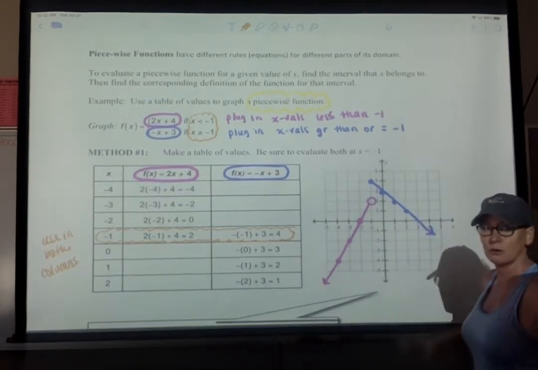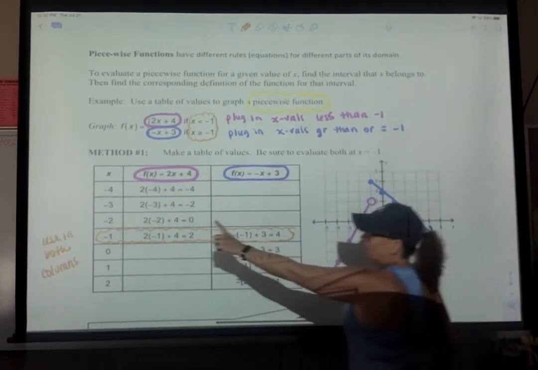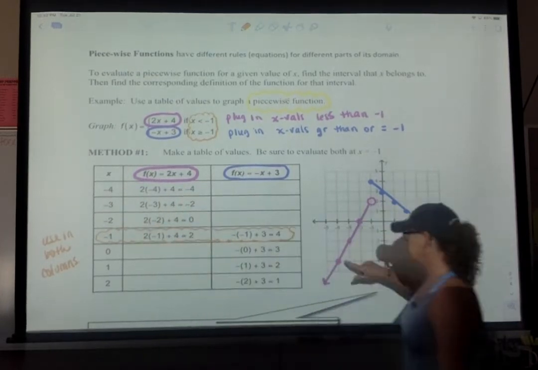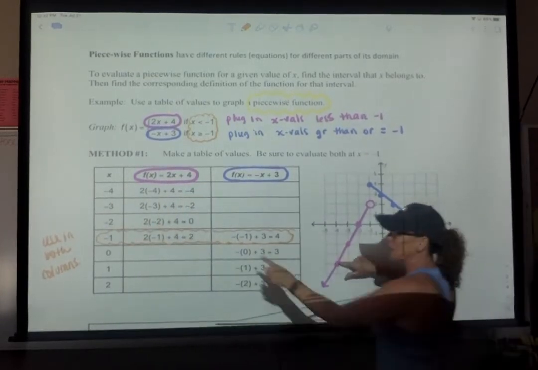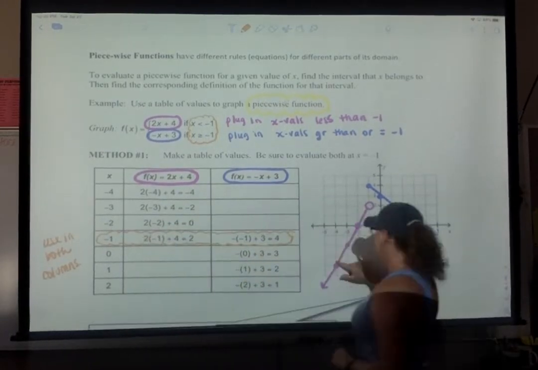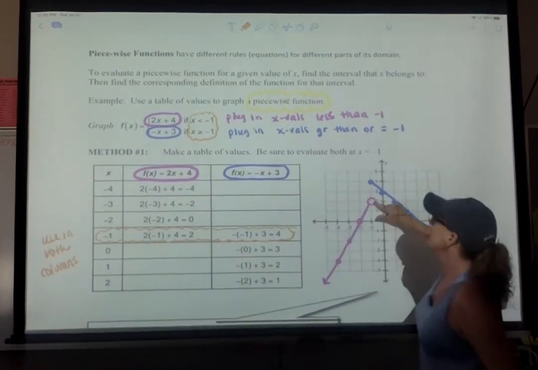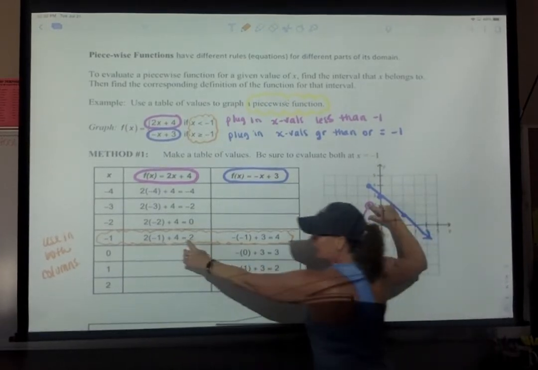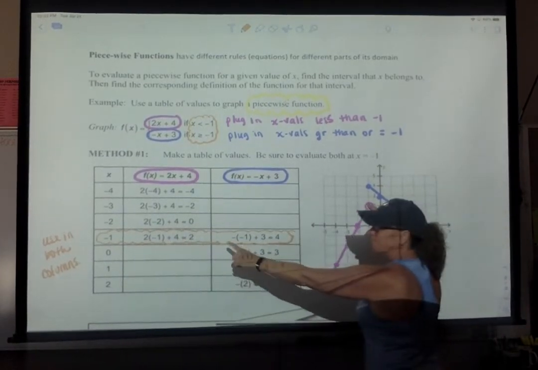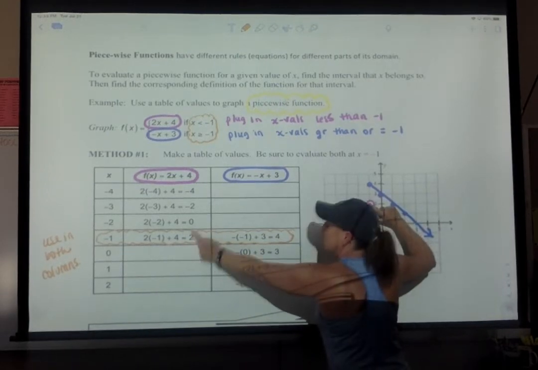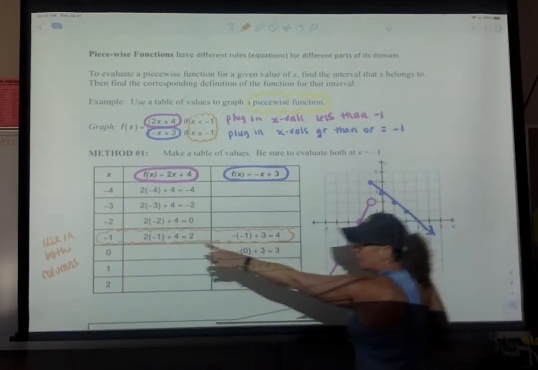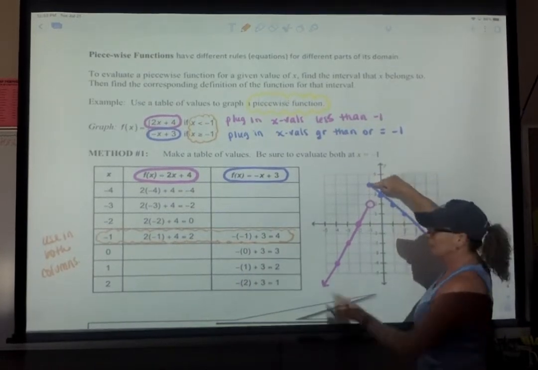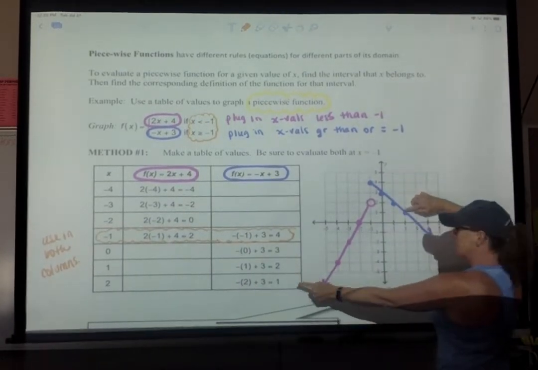Now, plot all your points. In pink, I'm going to plot negative 4, comma, negative 4. I'm going to plot negative 3, negative 2, and so on. This one right here, I'll talk about in a minute. Let me switch over to the blue. Ready? I'm going to plot the point negative 1, 4, and then this one, and then this one, and that's blue.